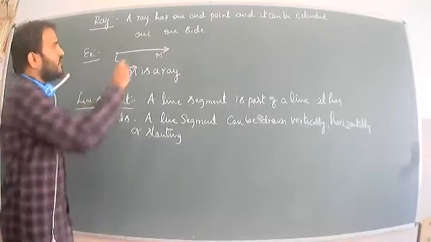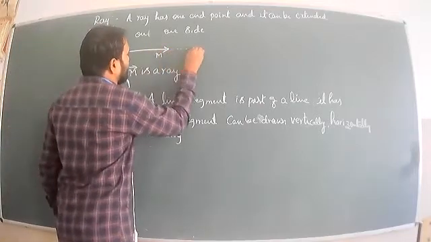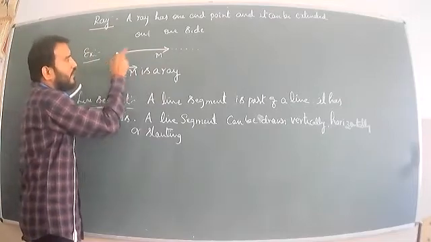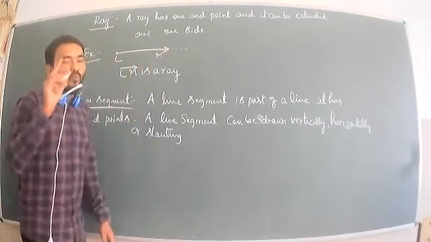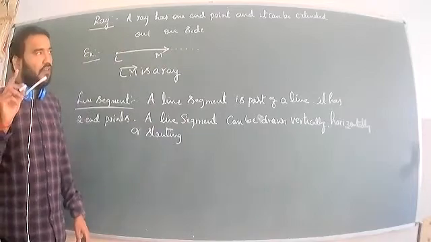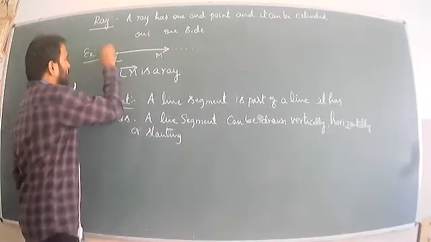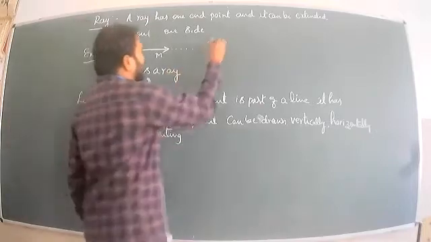So look at that, this is the extended line. Keep in mind, this is the end point. It has only one end point, and it can be extended on one side only. So look at that, this is the ray. This is one example. I will write a second example.